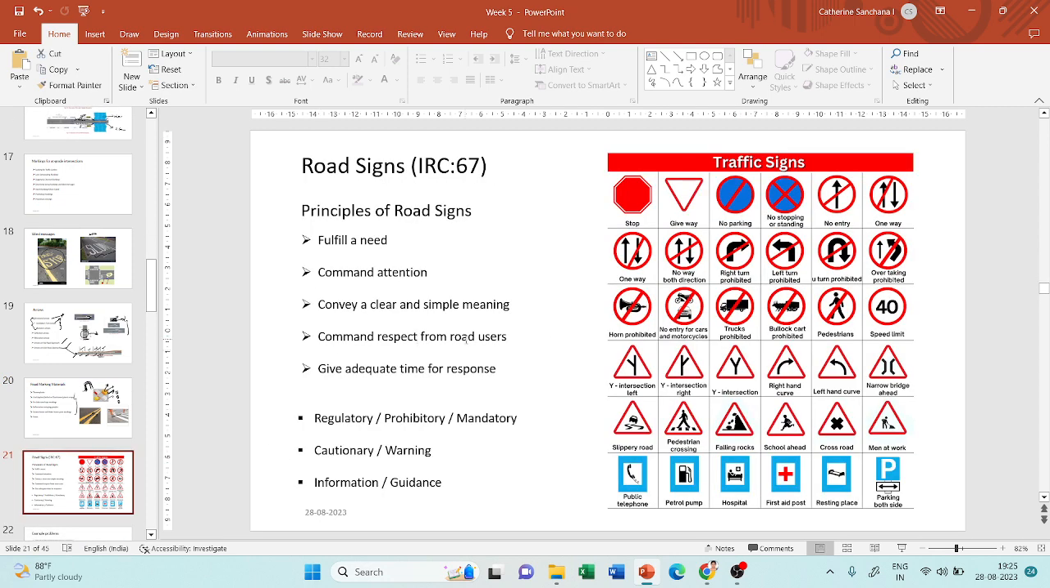Okay, so now moving on to road signs. The IRC code for this is IRC 67.